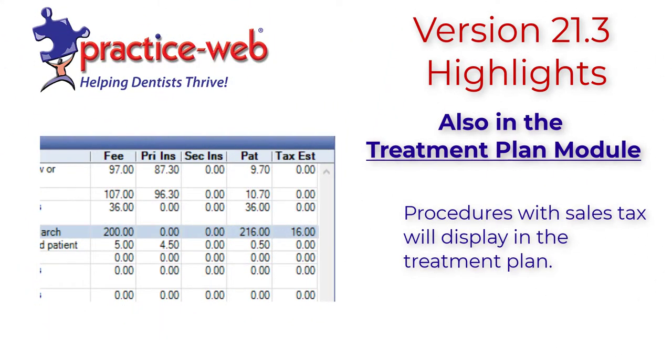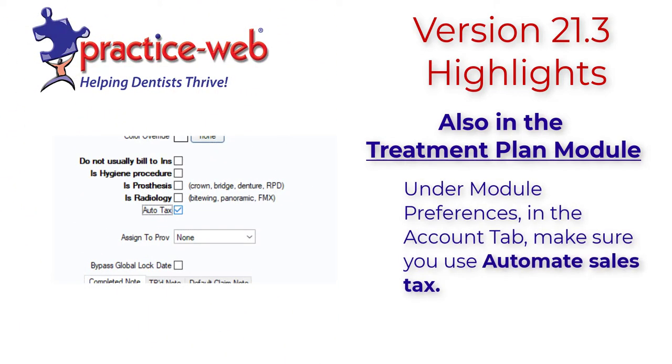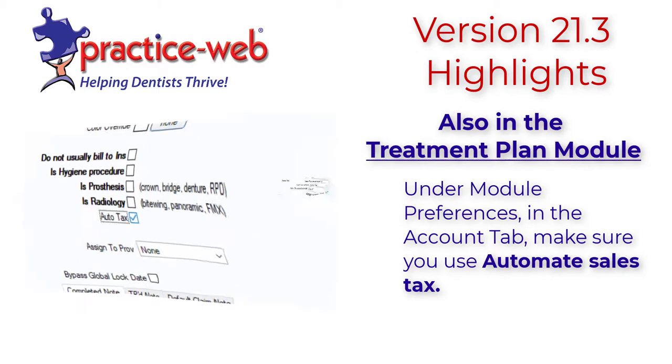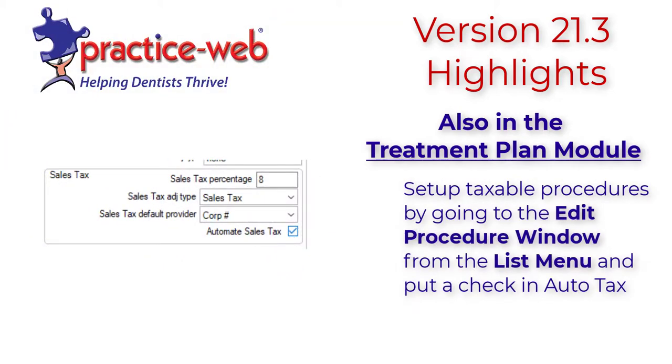Procedures with sales tax will now display in the treatment plan. You can set up sales tax on procedures by going to the Edit Procedure Code screen from List and make sure that the procedures you want to apply the tax to have a check mark in the Auto Tax box. Then under Module Preferences in the Account tab, make sure you use Automate Sales Tax.